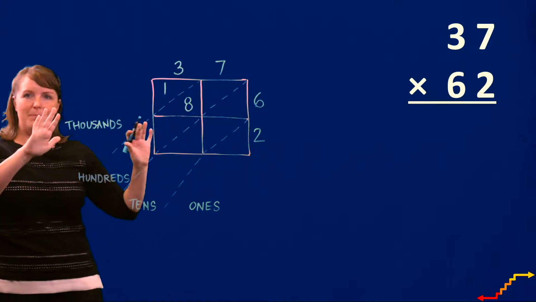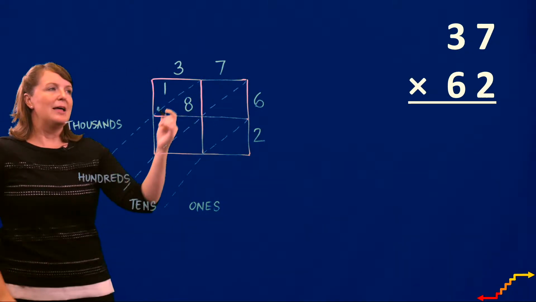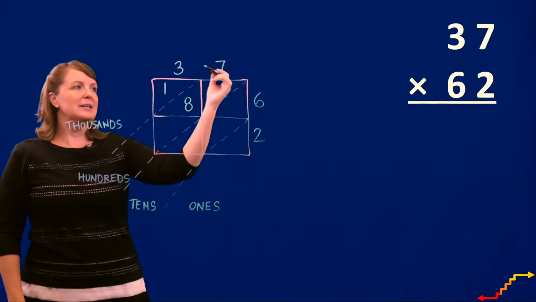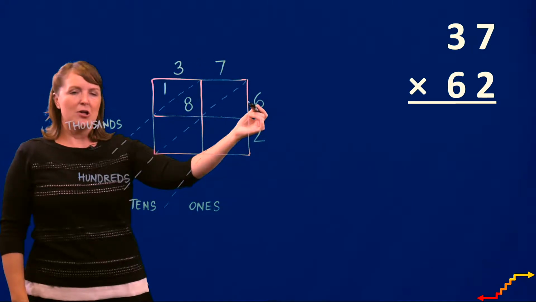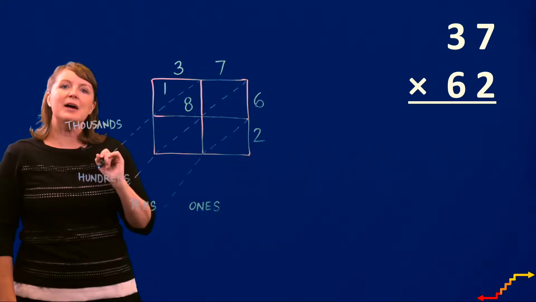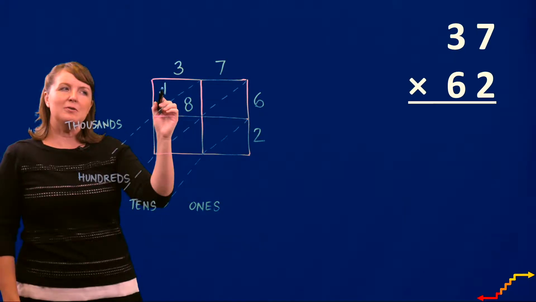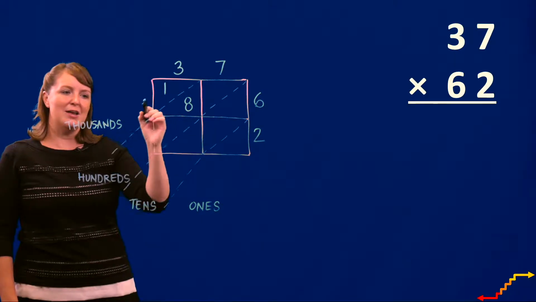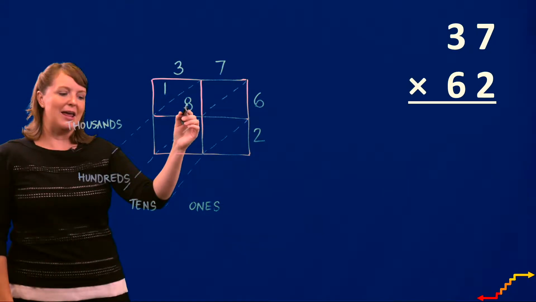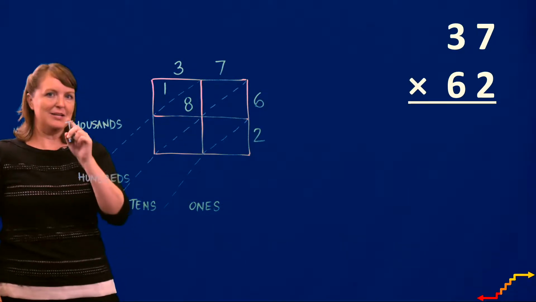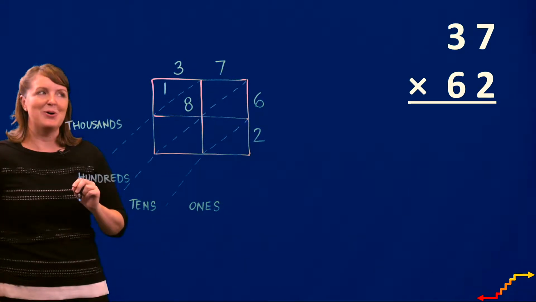But I want to step back just for a minute. This is actually 30 times 60. 30 times 60 is 1,800. So I want you to notice, what do you notice about this? 1,800. That's how lattice multiplication is going to work.